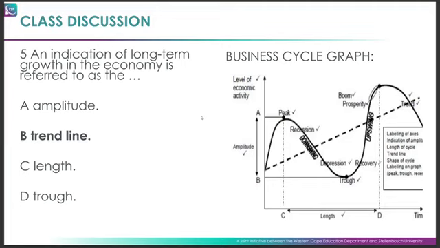And then number 5, which is the last one, an indication of long-term growth in the economy is referred to as the amplitude, trend line, length, trough, right? The answer there is trend line. I explained to you what amplitude is. The length tells you how long it takes for the cycle to go from this peak to the next peak, or from the one trough to the next trough, right? That tells you how many months or days or weeks.